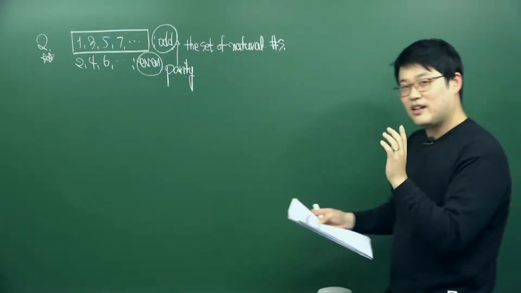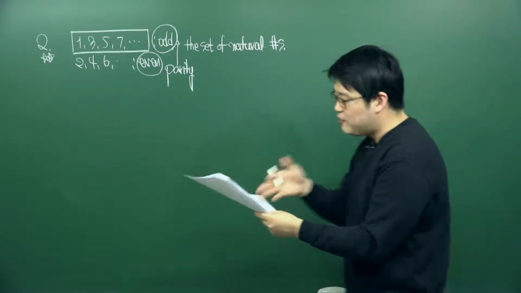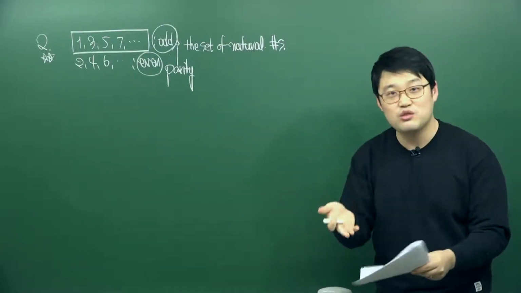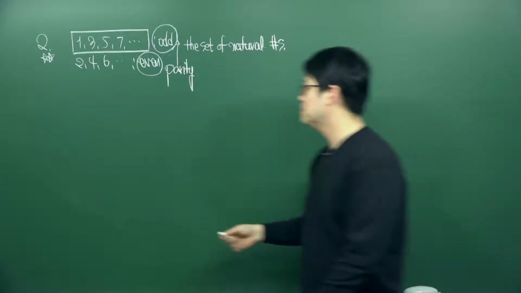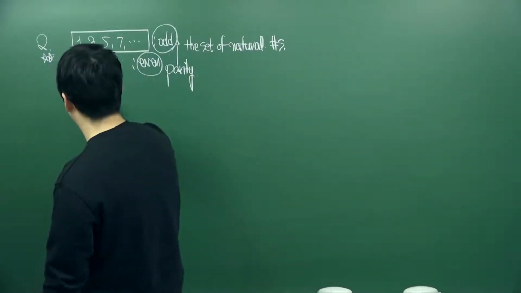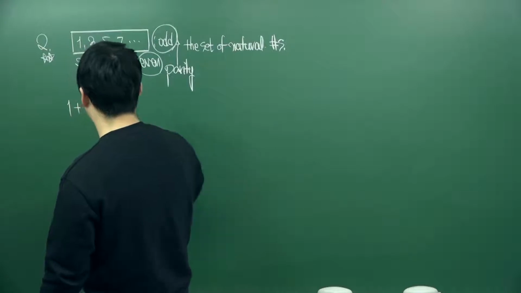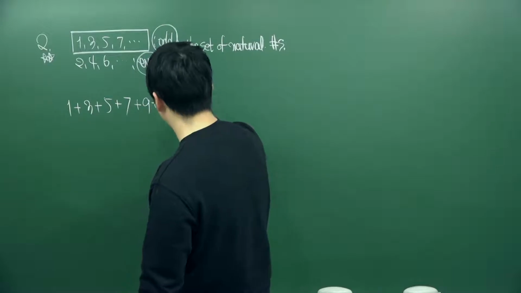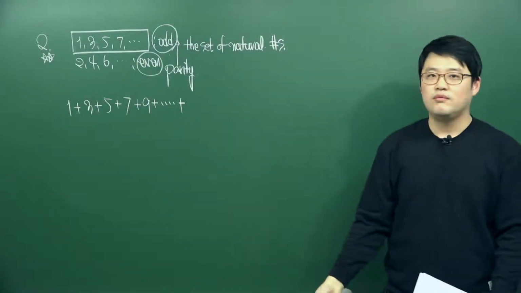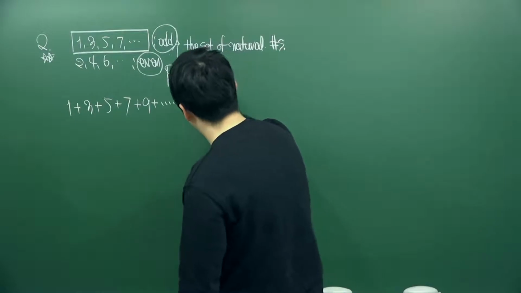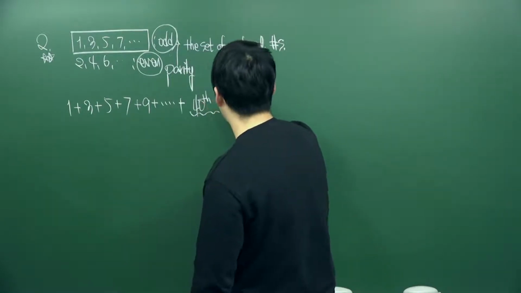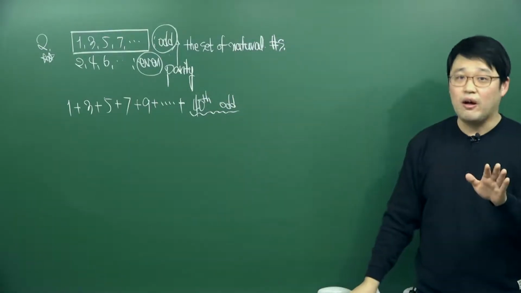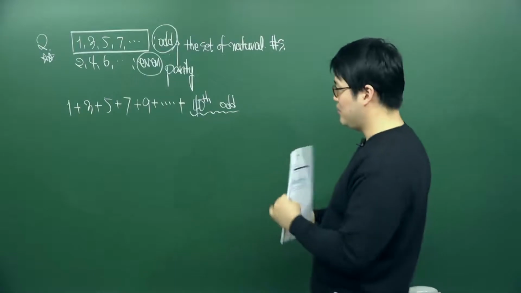And now we're going to look at the situation here. I have to first figure out the 40th odd integer. What is the 40th odd integer? 1 plus 3 plus 5 plus 7 plus 9 plus dot dot dot all the way to the 40th. How on earth would we get the 40th? Now, I don't want to write them all down because it's going to take a while. So what do I have to do?